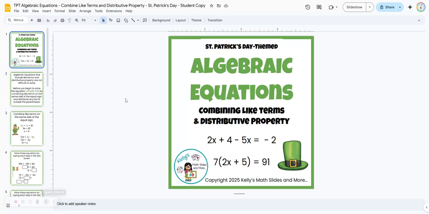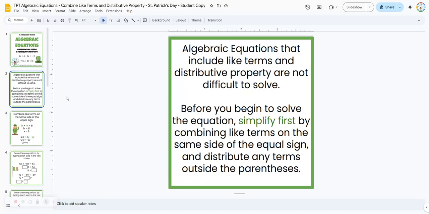Algebraic equations, combining like terms and using the distributive property. This is a digital lesson, and this one is St. Patrick's Day themed. So the lesson starts with explaining to the students that these types of problems are not difficult to solve. Before we can begin to solve, we need to simplify first by combining the like terms that are on the same side of the equal sign and distributing any terms outside the parentheses.